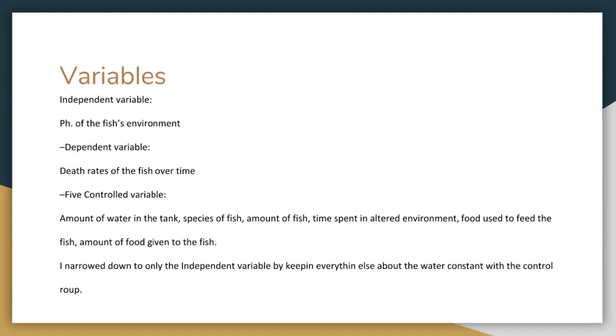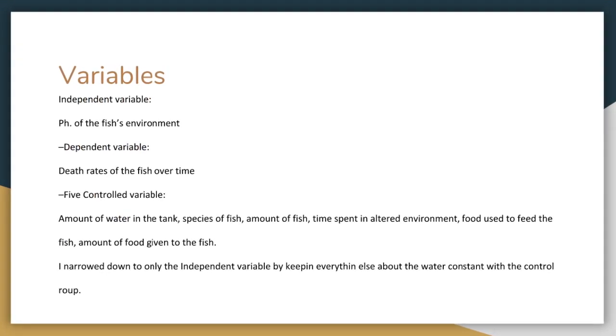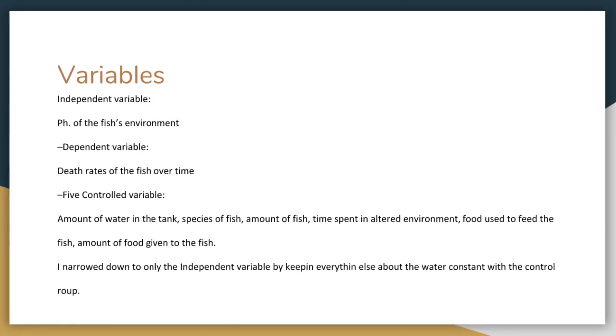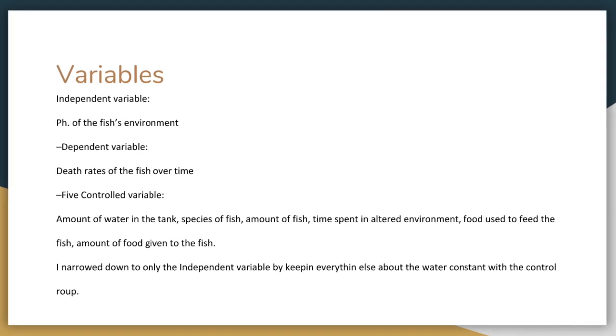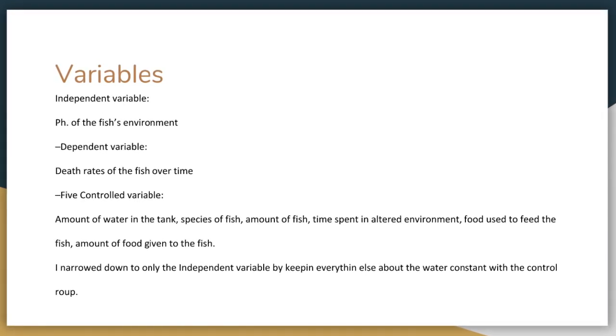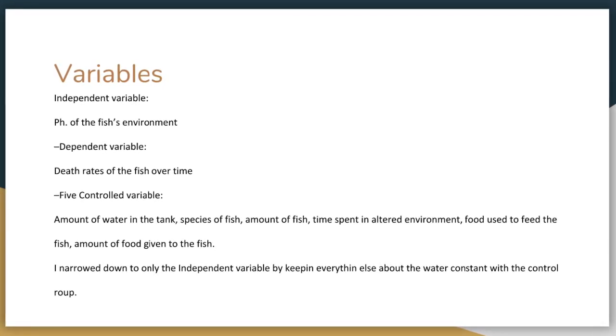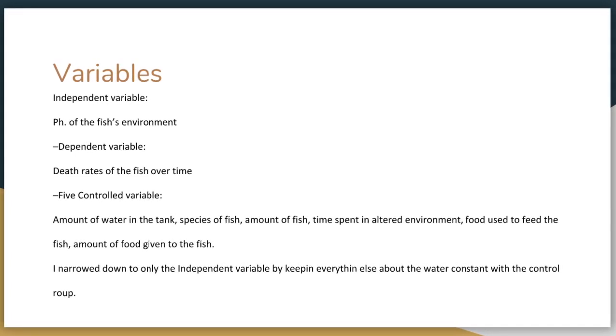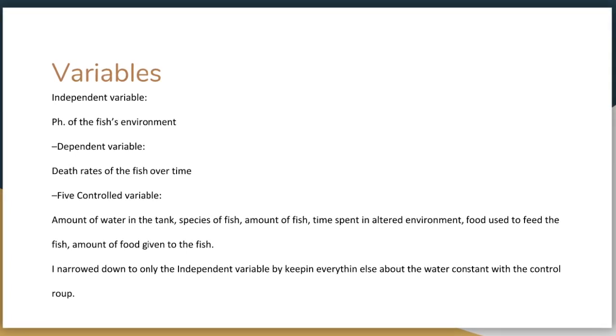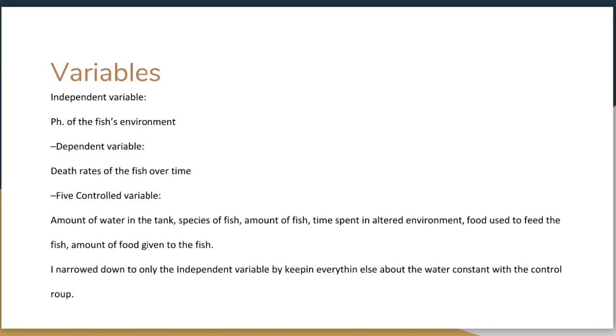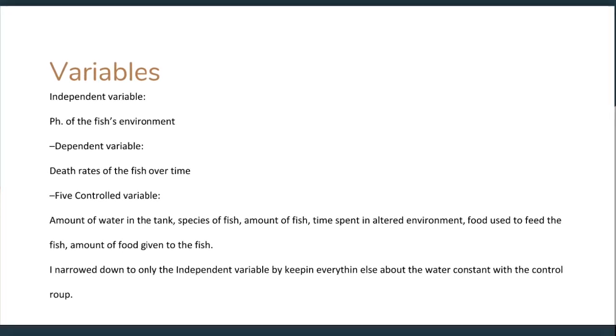My variables were: independent, pH of the fish environment; dependent, death rates over time; and so my controlled variables were water, species of fish, amount of fish, and the time spent in the environment. I narrowed these down to only the independent variable by trying to keep everything else perfectly controlled.